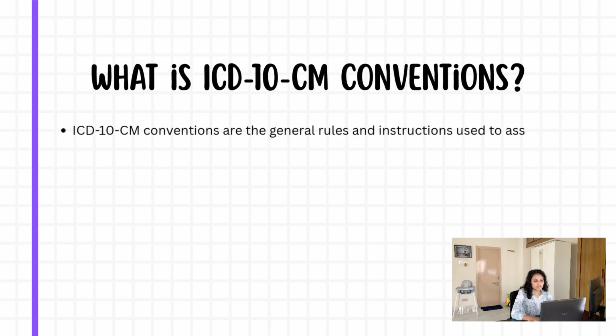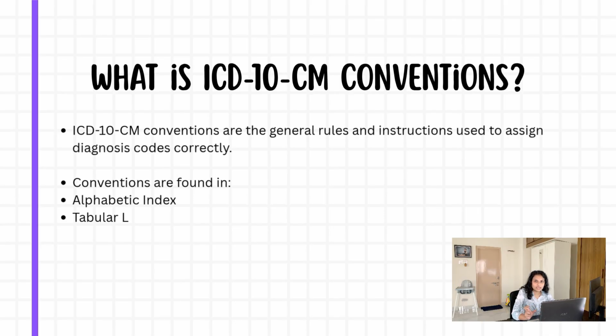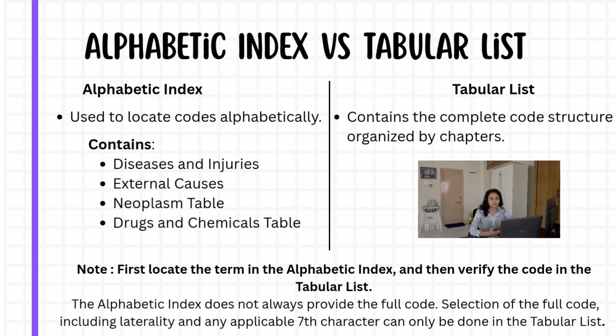Let's understand what conventions are. Conventions appear as notes and instructions throughout the alphabetic index and tabular list. ICD-10-CM consists of two main parts. First is the alphabetic index, second is the tabular list. The alphabetic index is used to locate codes alphabetically. It contains diseases and injuries, external causes, neoplasm table, drugs, and chemical table.